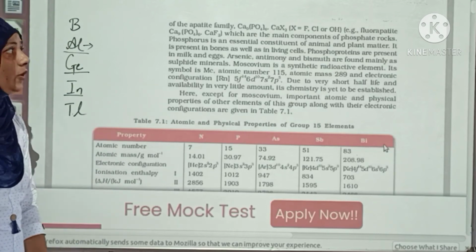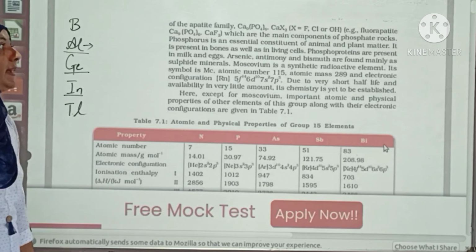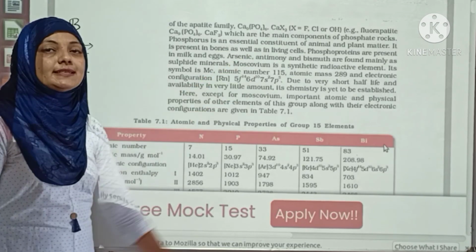Phosphorus is an essential constituent of plants and animal matter. It is present in bones as well as in the living cell.